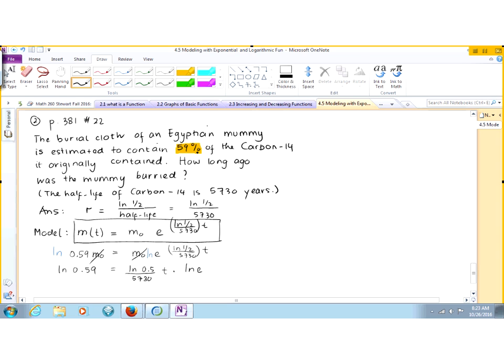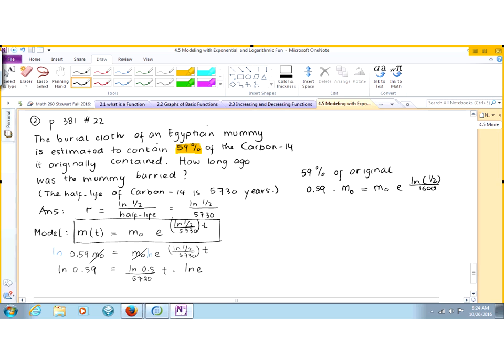Oh, why do I have M naught here? Because it says 59% of the original. So it's 59% of original, right? So it is 0.59. What was the original? M naught. Yes, that's why. And then we divide both sides by M naught. So I skip this step.